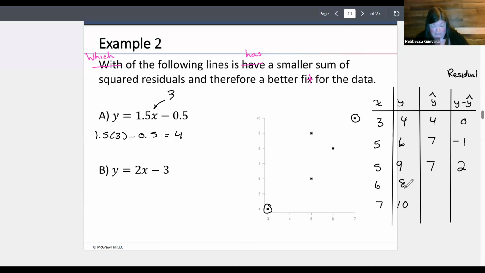Now, if I look at 6, I'm going to get an 8.5. So the difference between 8 and 8.5 is negative 0.5. Then for 7, I'm going to get 10, and I get a residual of 0.